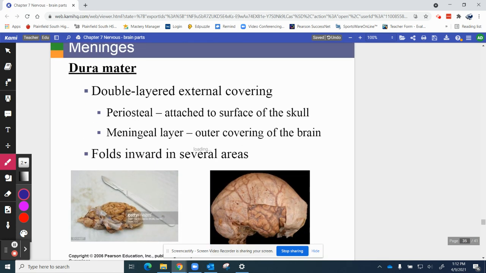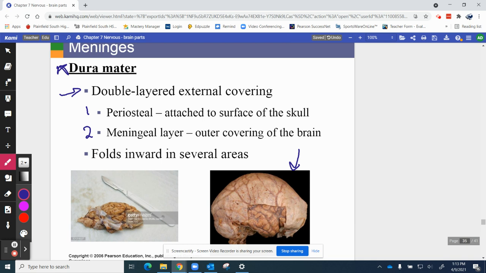The meninges have a couple of different portions. We have what's referred to as the dura mater. This is a double layer on the external portion of the brain. The two layers are the periosteal and the meningeal layer. The periosteal layer is directly attached to the surface of the skull, and the meningeal layer is the outer covering. You can see it in this diagram right here. It almost looks like a wrapper around the outside.